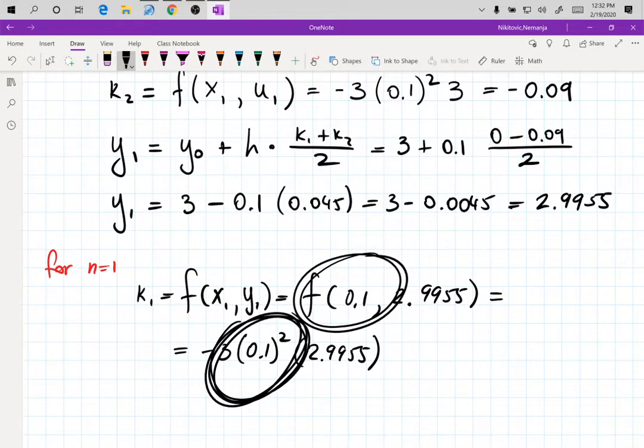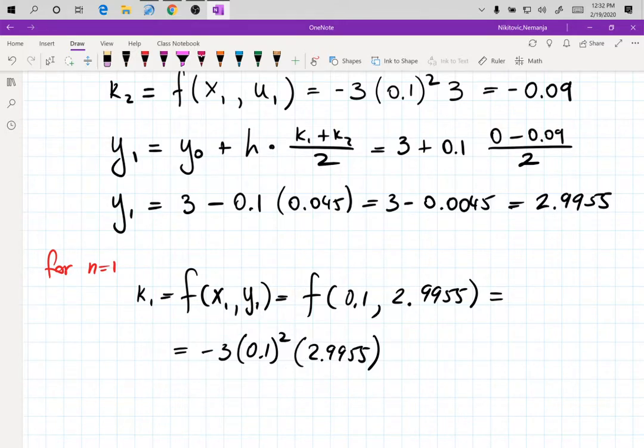Your step size h increases the x value. So if x0 is 0, then plus 0.1, x1 is 0.1, x2 is going to be 0.2, x3 is going to be 0.3. So that's what we have. And then we plug in all of this. So you can punch this in the calculator. Negative 0.089865. And there's your K1.